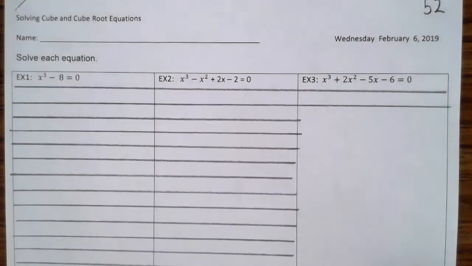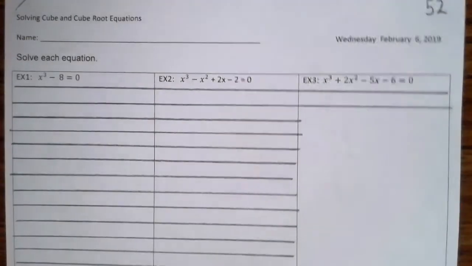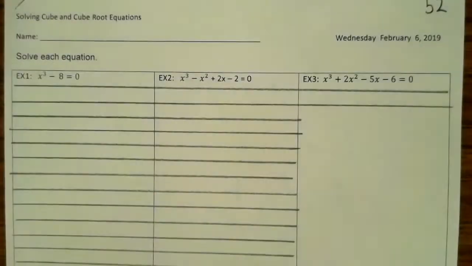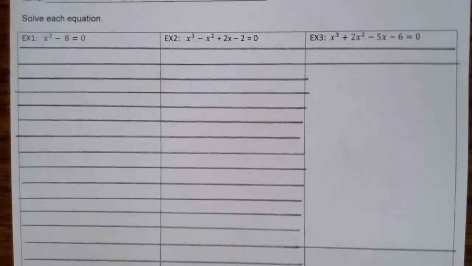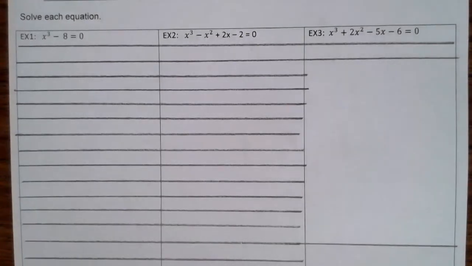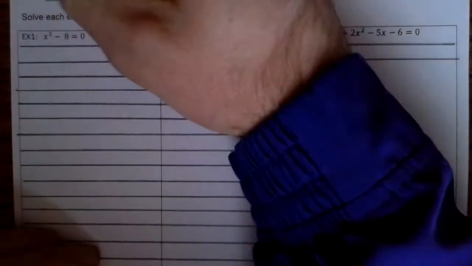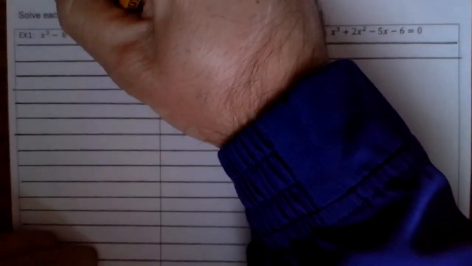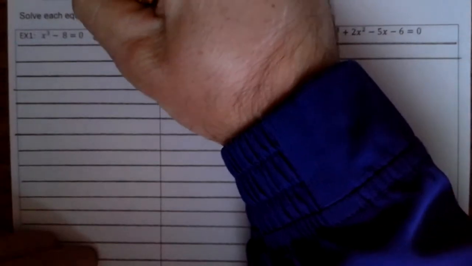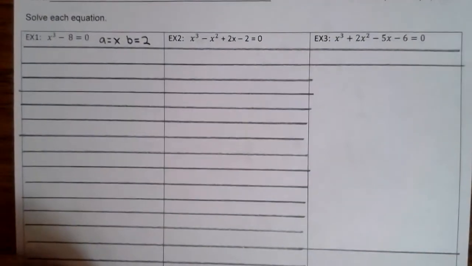Now, I've pre-drawn some lines to help with the work. If you want to do so, go ahead and do so now. All right, let's take a look at example 1. X cubed minus 8. Now, step 1 says to factor sum difference of cubes. So A is X and B is 2. Now, this would be a difference of cubes.